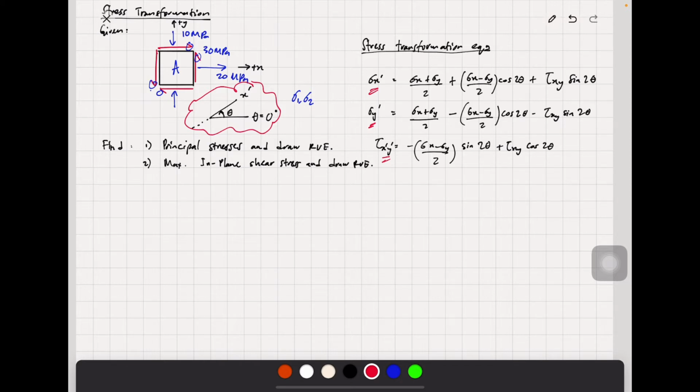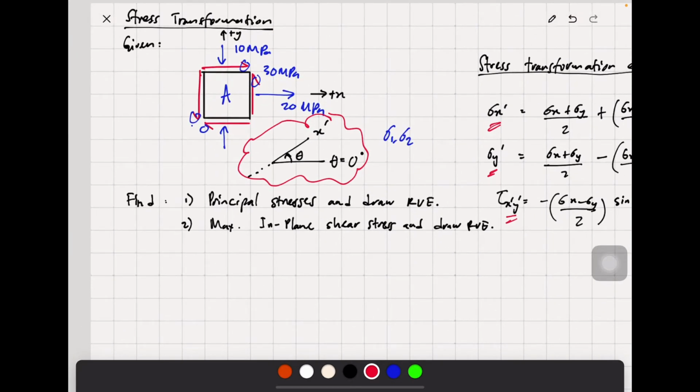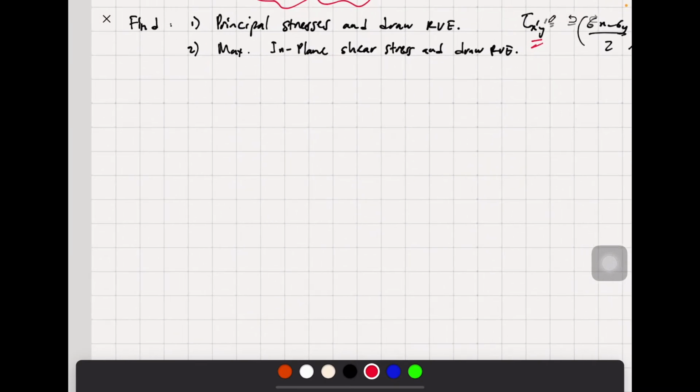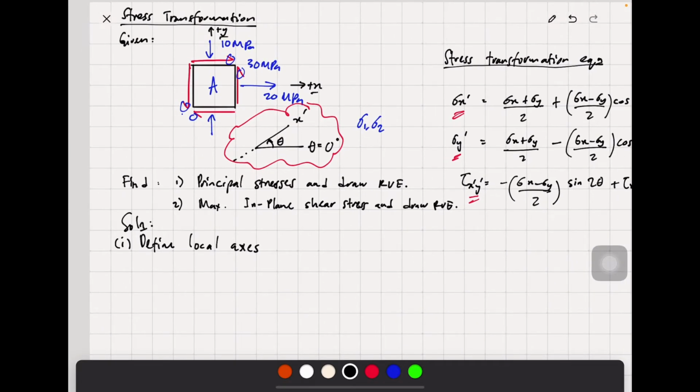You're going to see the example. Actually, you can use the previous example, but for this particular one, we're going to use the simple element A up here. So in order to solve this, in this solution, you're first of all going to define the local axis, which we already did, positive x and positive y.